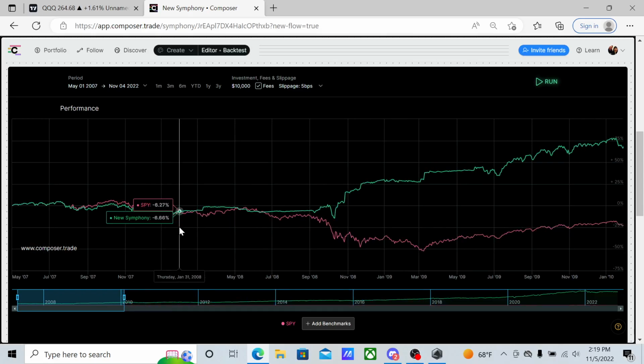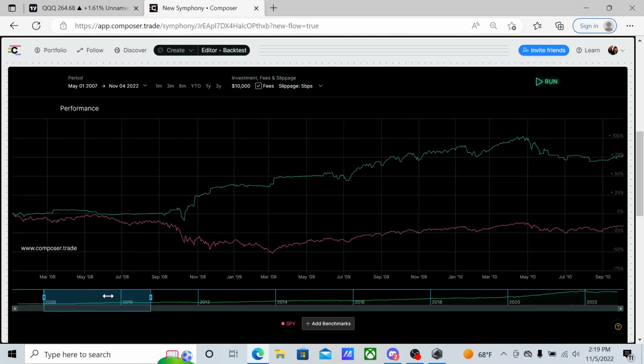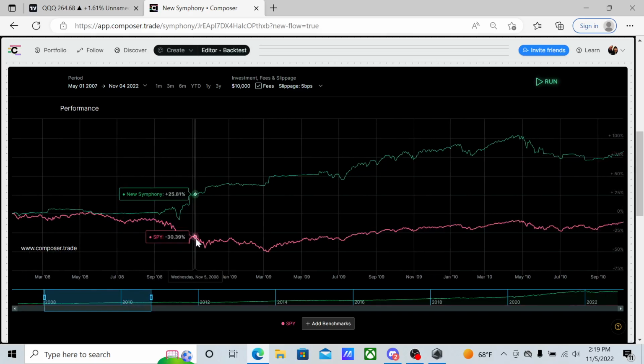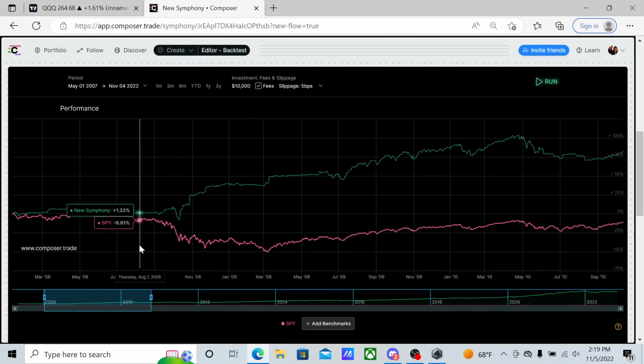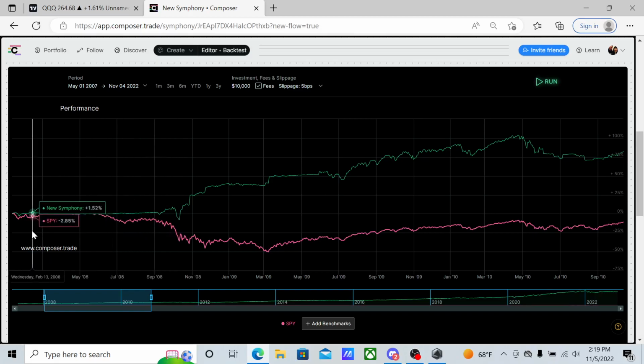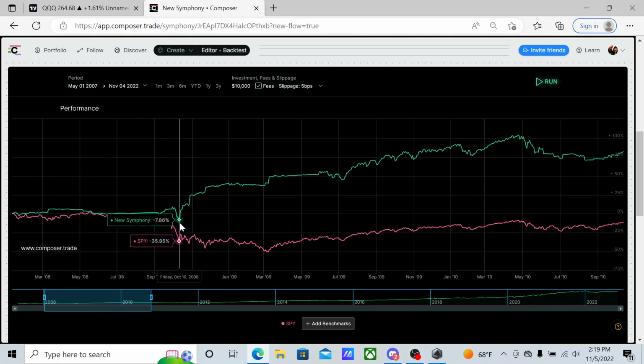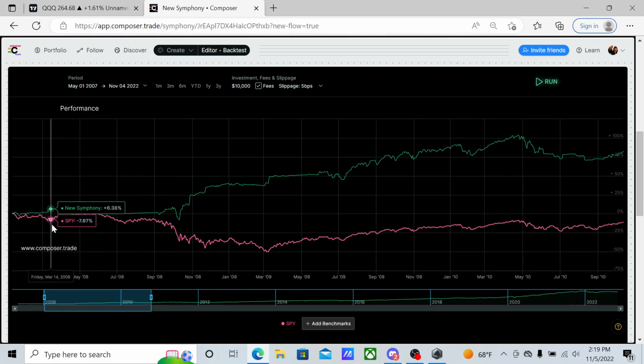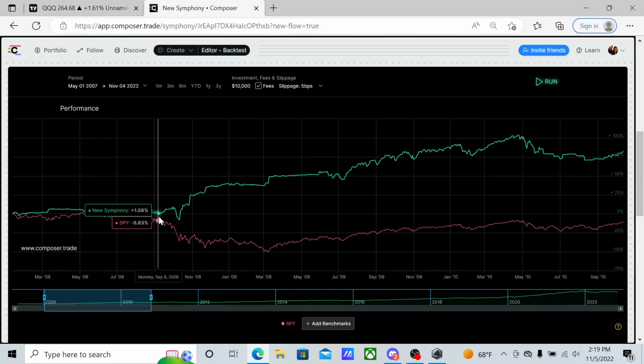I always like to go back to the 2008 crash because it was a very violent, very prolonged crash, and a lot of people lost their ass. You can see here we're pretty much flat. We're in bonds, bonds, bonds, and then right about here it looks like we were either above the 200-day or we were catching 10-day RSI bounces.